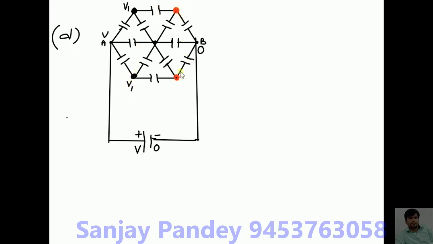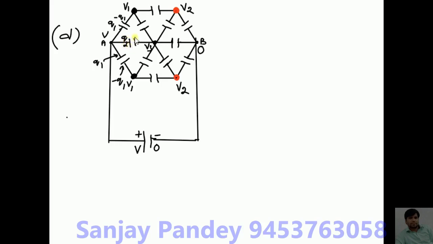And these 2 points are also symmetric. Suppose the potential at this point is V2, so the potential at this point will also be V2, and let the potential at this point be V3. Suppose the charge on this plate is Q1 and on this plate it is minus Q1. So due to symmetry, on this plate the charge will be Q1 and on this plate it will be minus Q1. Let the charge on this plate be Q2.